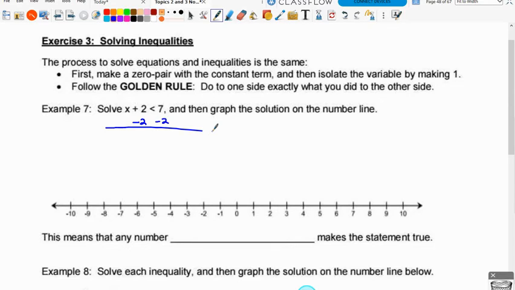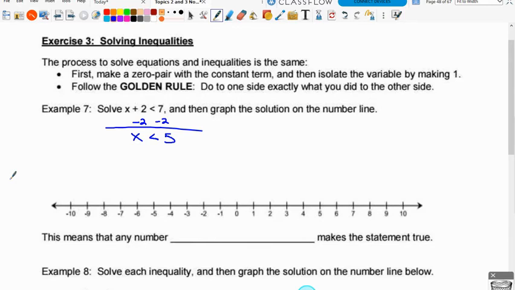On the left, when I do 2 minus 2, I get 0, leaving us only with x. And then when I do 7 minus 2, I get a value of 5. And now I need to remember what subtracting does to the symbol. In the last example, every time we subtracted, the symbol was preserved, so it's going to stay less than. X is less than 5. This is the solved inequality. The variable's alone, okay, and I can see that it's less than 5.